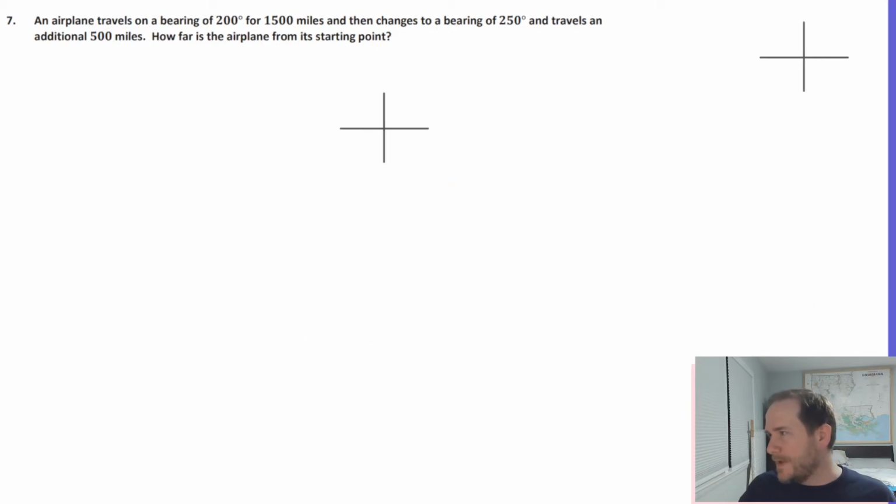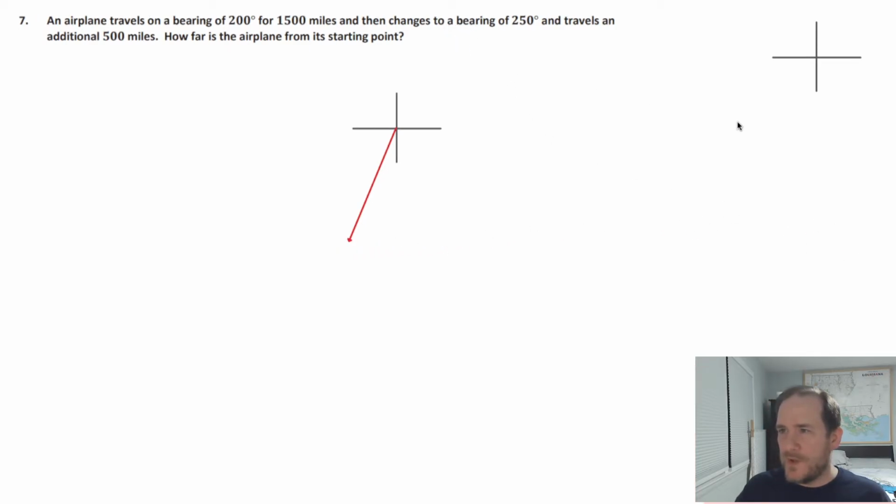I like this little ray drawing tool. This thing's nice. So again, just to model this, 200 means you're starting from due north and you rotate through 90 degrees, 90 more, and then 20 more. So roughly here. Seems good to me. Okay, now we're going to change. Well, actually, I should mark the length of that. That was a 1500.